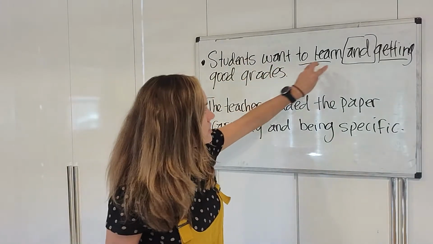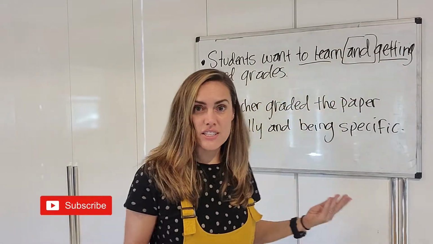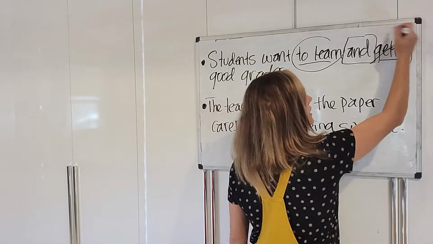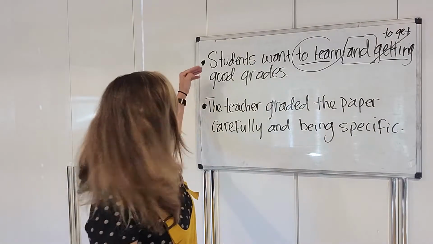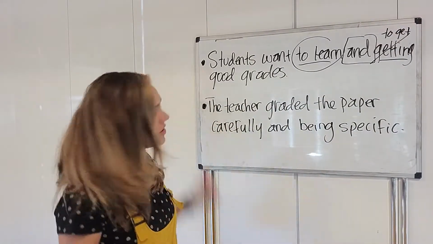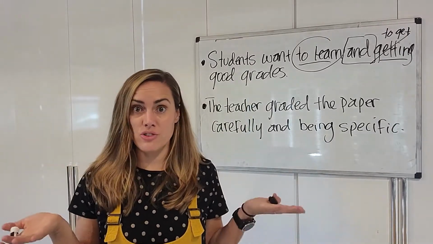So students want to learn and getting. To fix this, you would just use this form over here and say to get. Students want to learn and to get good grades. Now we have a sentence with correct parallel structure.